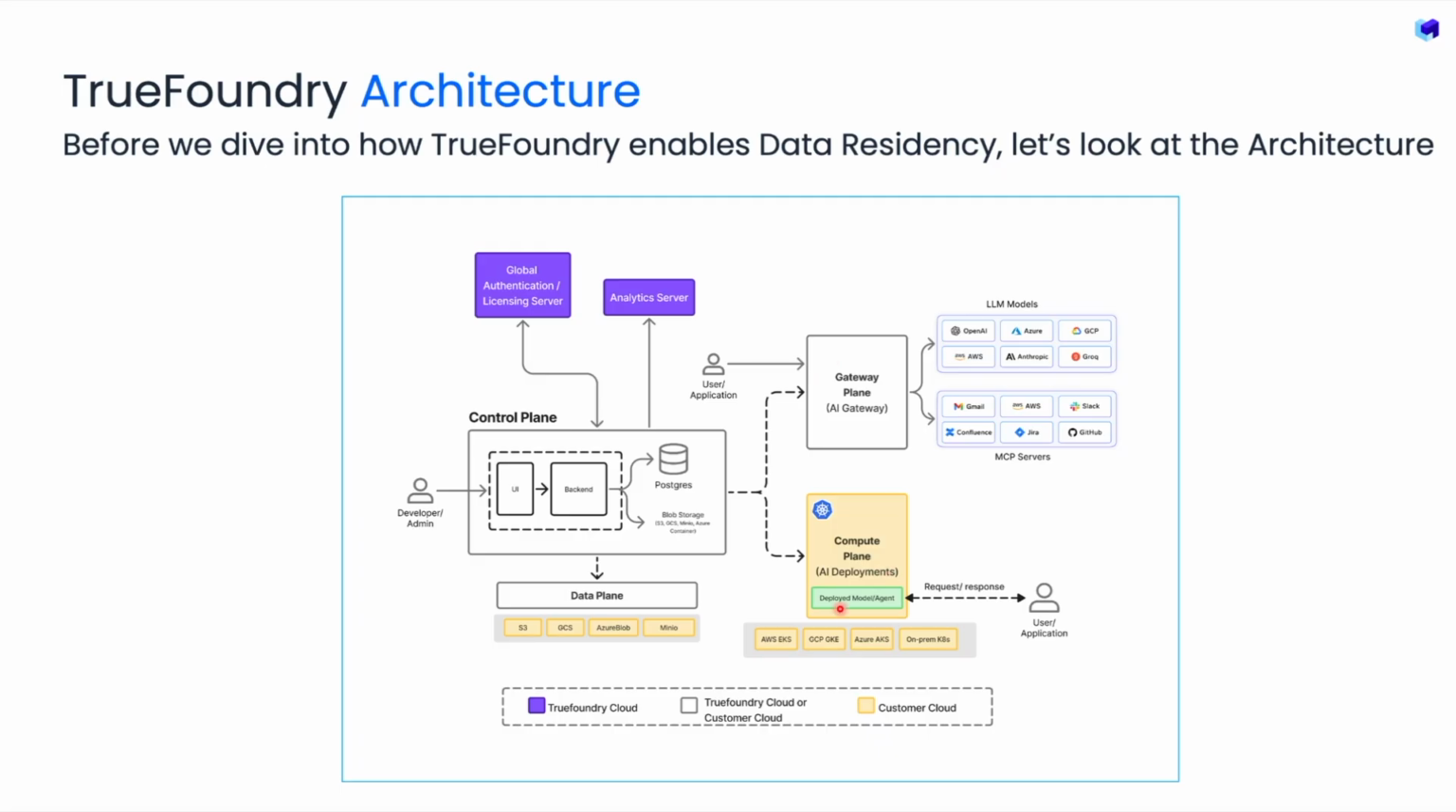And the compute plane comprises one or more Kubernetes clusters on which the applications deployed by the users run. This can be AWS EKS, GKE, AKS clusters, OpenShift clusters, or any other standard on-prem Kubernetes cluster. Additionally, there are a few more components like the global authentication and licensing server, analytics server, and data plane.